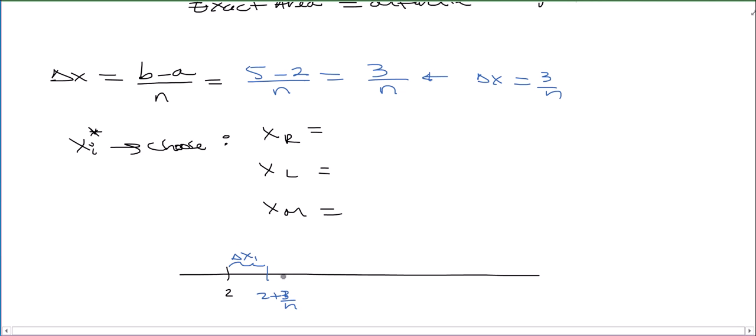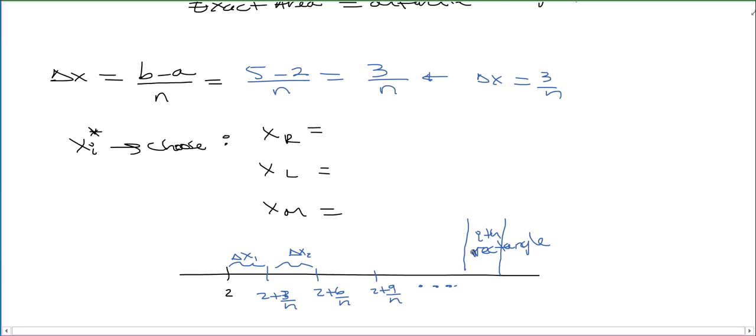So this is delta x 1 and then delta x 2. They're all the same, but I'm just indicating the 1 and 2 to indicate the rectangle. So this is my second rectangle, so this will be add 3 over n again. So this is 2 plus 3 over n plus 3 over n, so that will be 6 over n, and so on. 2 plus another 3 over n, so 9 over n. And if you continue in this manner, eventually you're going to get to your ith rectangle.